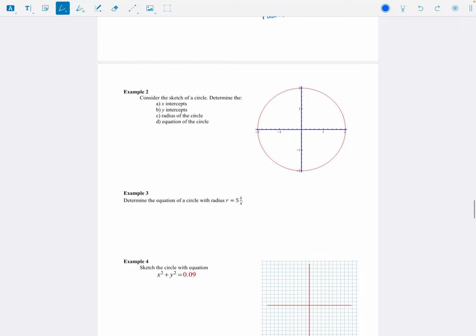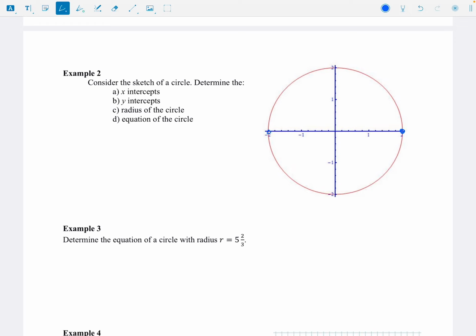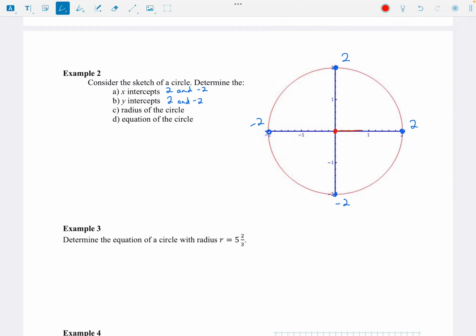Example 2. Consider the sketch of a circle. Determine the x-intercepts. The x-intercepts are here and here, at 2 and negative 2. The y-intercepts are up here and down there, so at 2 and negative 2. You notice a theme here. And the radius of this circle, well, some clear points are right here. So right here the radius is 2. It goes up 2 here and over 2 there, and because it's a circle, we know that this would also be 2.